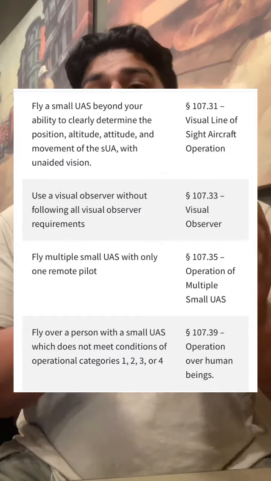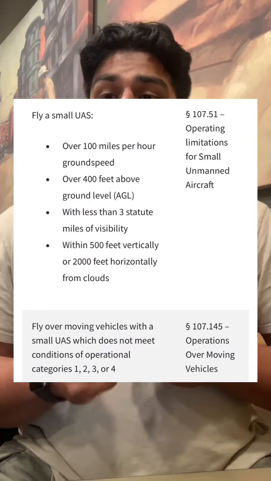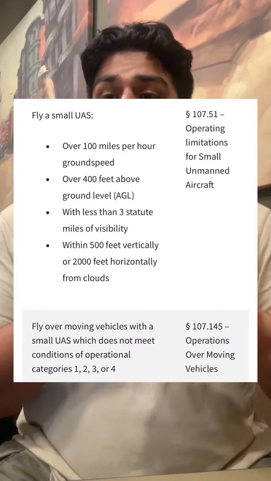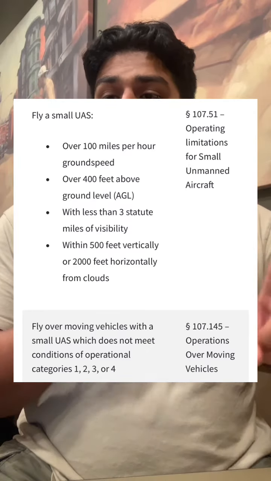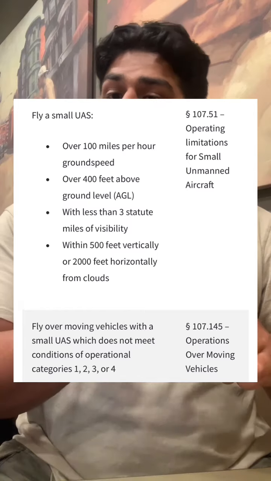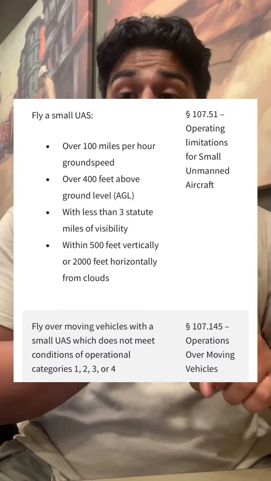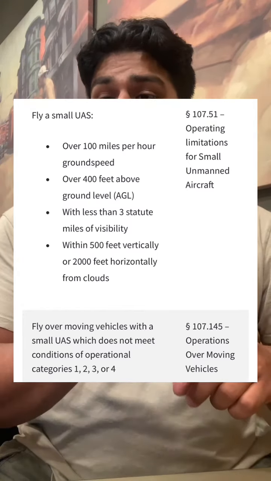or 4. Those are the categories of the types of drones under remote ID that are going to go into effect later on this year. If you want to fly a drone over 100 miles an hour, above 400 feet above ground level, with less than 4 statute miles of visibility, and within 500 feet vertically or 2,000 feet horizontally from clouds, you can do that if you apply for the right waiver.